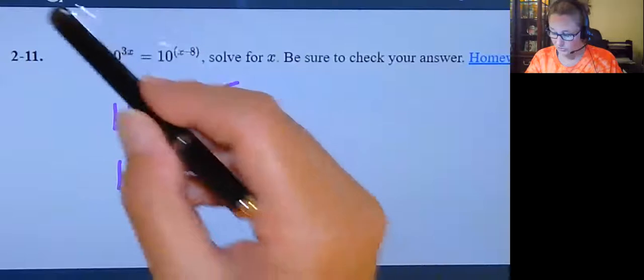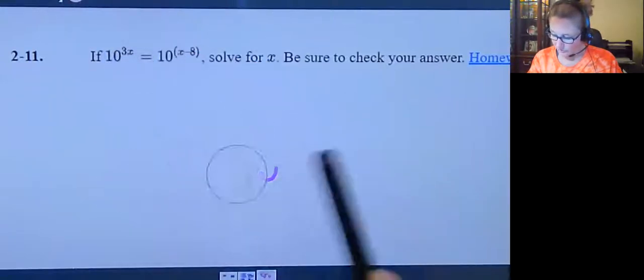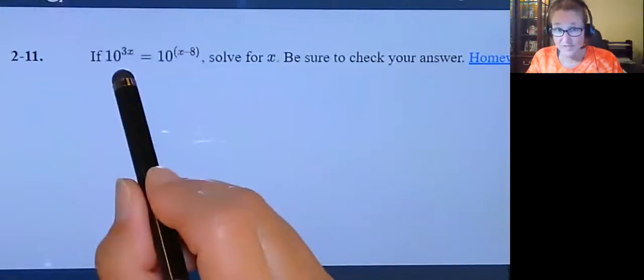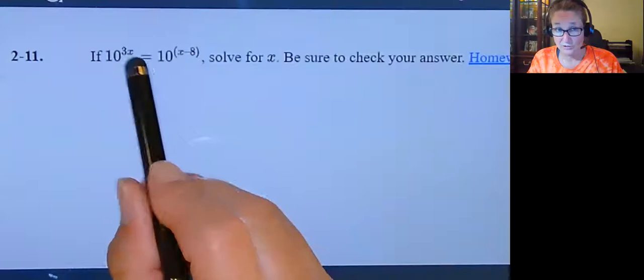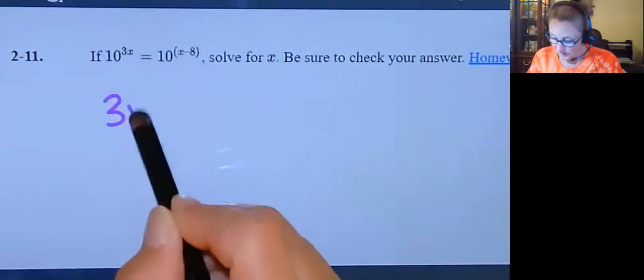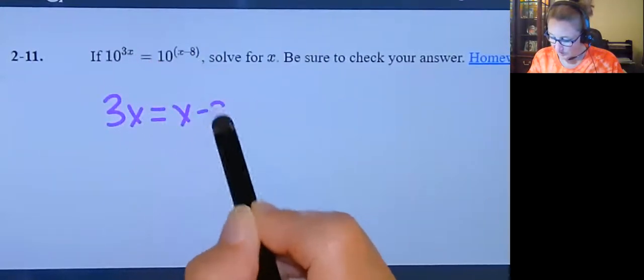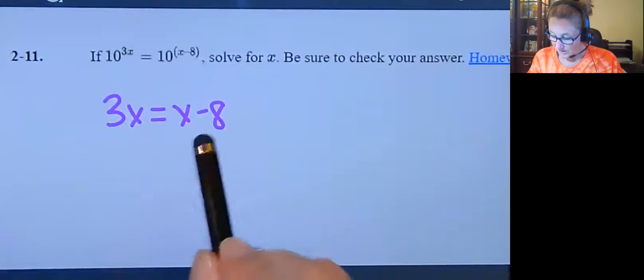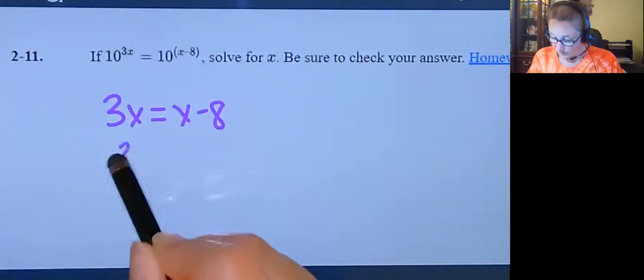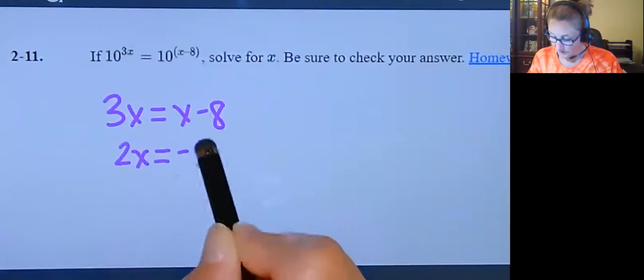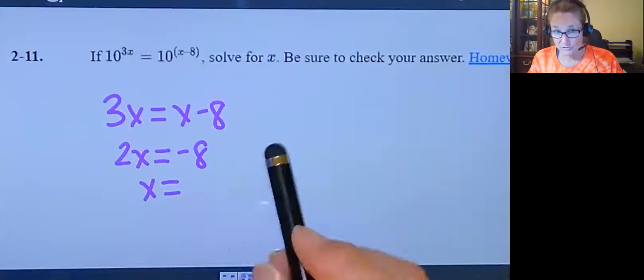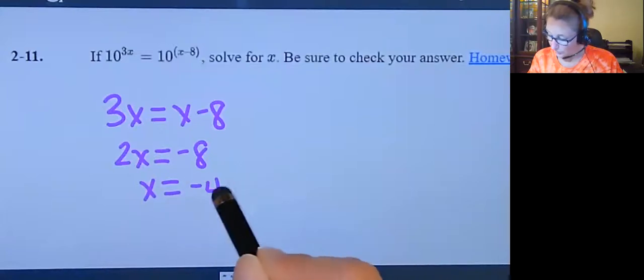So that's what I'm going to do here. I'm going to equal my powers. So since I have 10 on both sides to a power, my 3x has to be the same as my 8 minus x minus 8. I'm going to subtract x from both sides, so I get 2x is equal to negative 8. I'm going to divide by 2, so I get x is equal to negative 4.